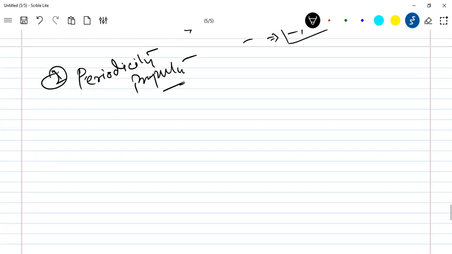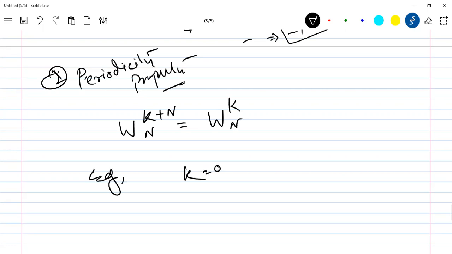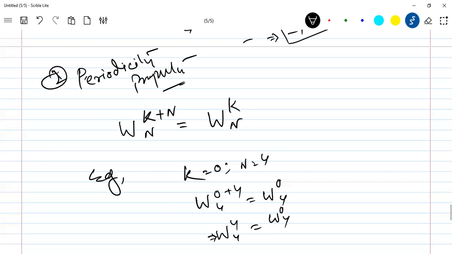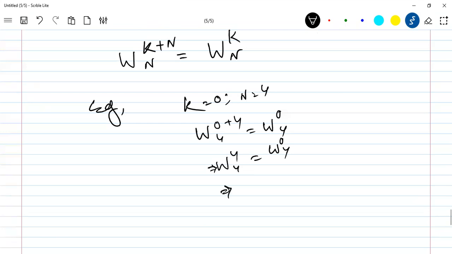Another property I consider for discussion, property number 2, is the periodicity property. What is the formula? The formula is W to the power k plus N by N, N equals WkN. Example, the same example we are considering: k equals 0, N equals 4. Then W0 plus 4 by 4 equals W04, and this is W44 equals W04. You already know the proof: W44 value is 1 and W04 is also 1. This is the proof of periodicity.